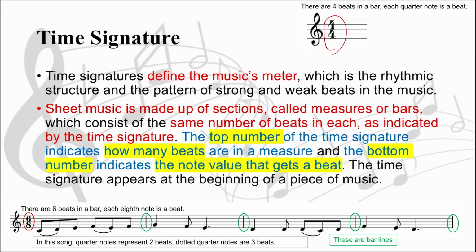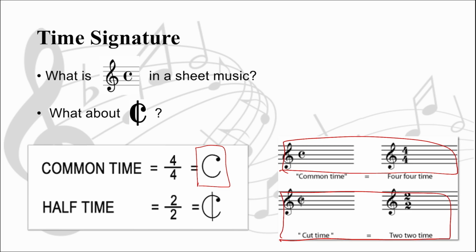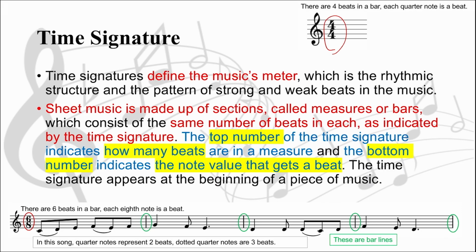Okay, then we will come to the time signature. The most common one is this 4/4, right? I think you all know that. And last time we talked about if we write a C. Actually, it's not a C, but it's just the same. And this one is half, so 2/2 and 4/4. Okay, we come back. The time signature defines the music's meter, which is the rhythmic structure and the pattern of strong and weak beats in the music.